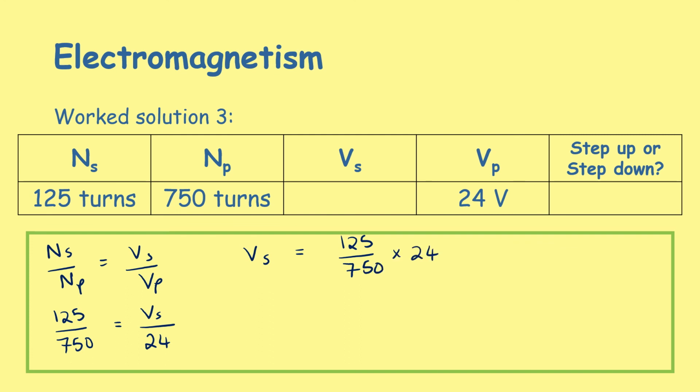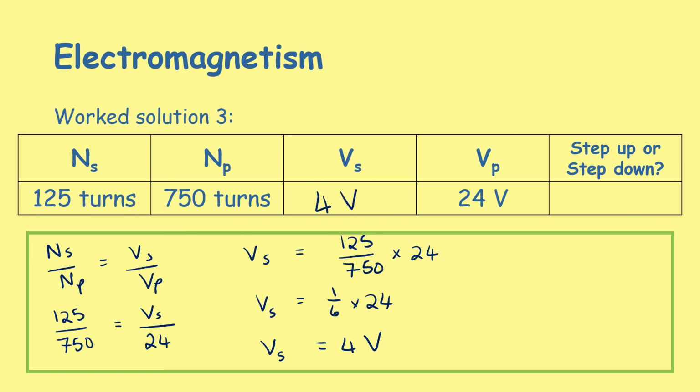We can simplify our fraction. 125 divided by 750 is actually going to equal a fraction again itself. That's 1/6. So we don't need to do that if we don't want to, but you can do. And this gives us a final answer of 4 volts.